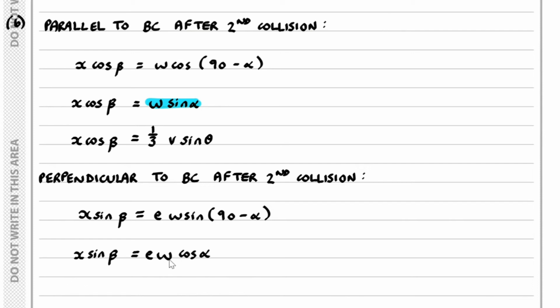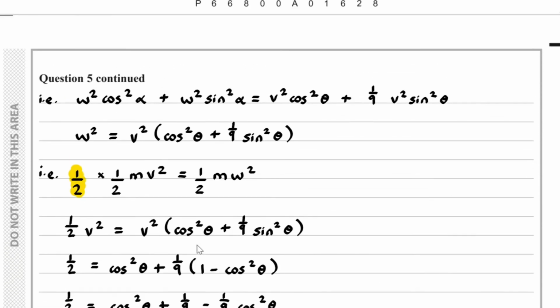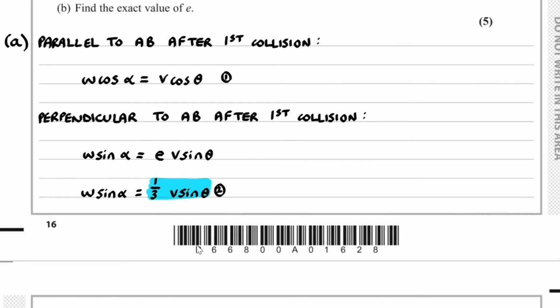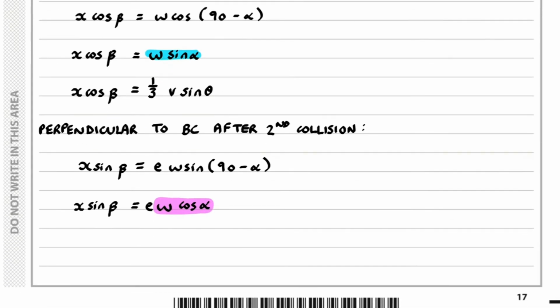Now, do I know what W cos alpha is? Well, W cos alpha, I already worked out previously over here. We found that to equal V cos theta. So, we have X sine beta equals E lots of V cos theta. So, let's call this equation 3, and let's call this equation 4. We can now find out what E is.